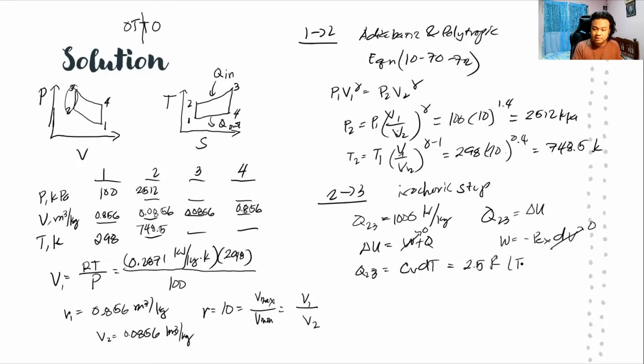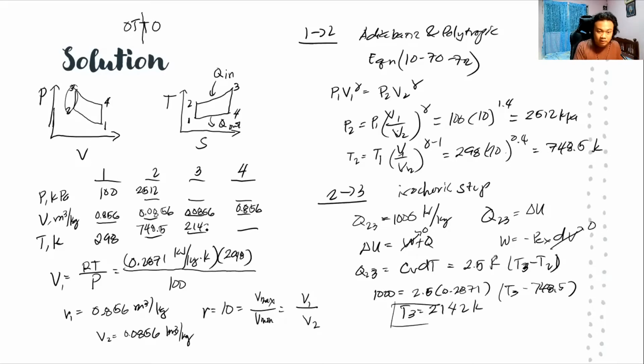Okay, so Q23 is equal to Cv times T3 minus T2. So we have 1000 here, and then 2.5 R is equal to 2871. And then T3 we don't know yet, that's what we are finding, 748.5. Okay, so T3 is equal to 2142 Kelvin. Okay, so let's list that here, 2142.